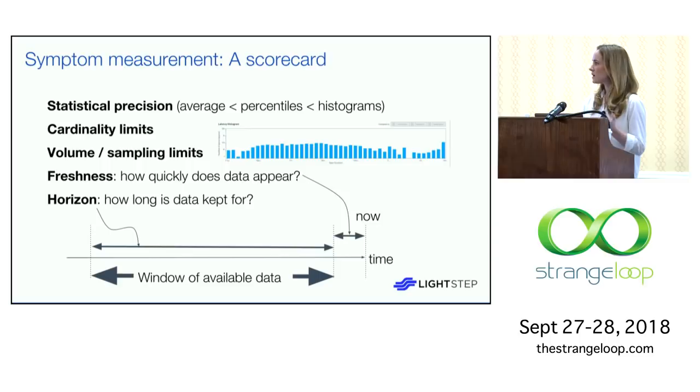So if you take a step back and look at all of these properties, I think the important thing to see here is that when you're doing measurement, what you really want is more data. You want this data with high fidelity. You don't want it to be too heavily sampled. You want to be able to look at all of the different dimensions of the data, even when it has high cardinality, and you want it faster and for a longer horizon.